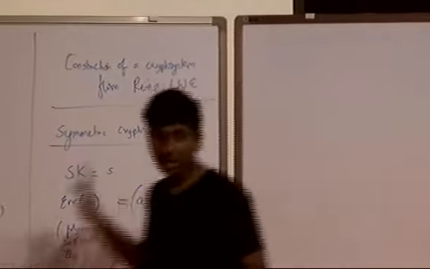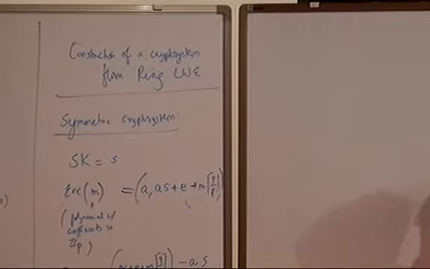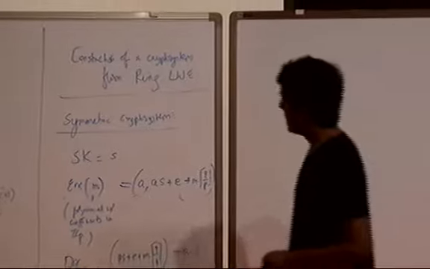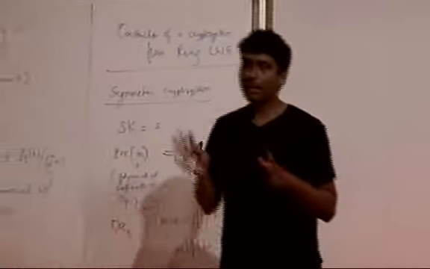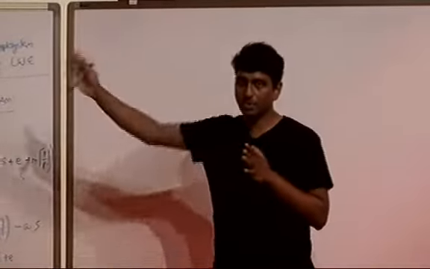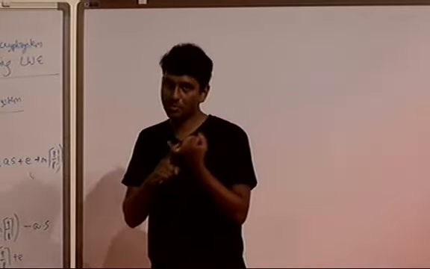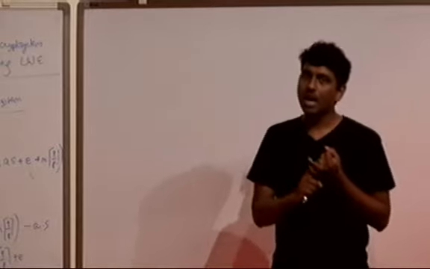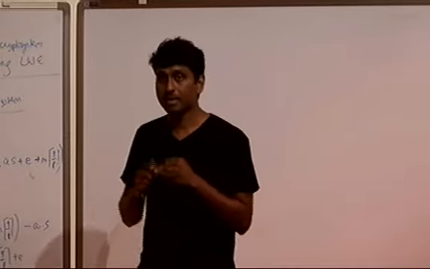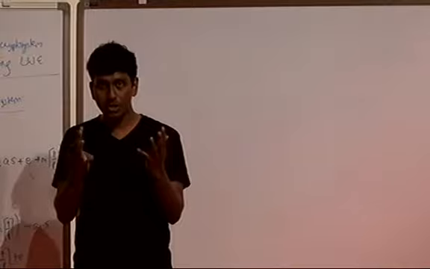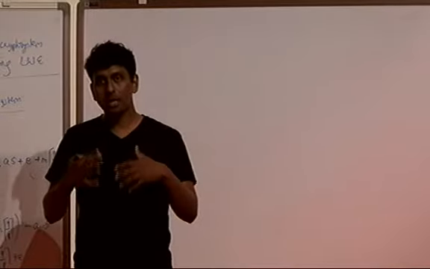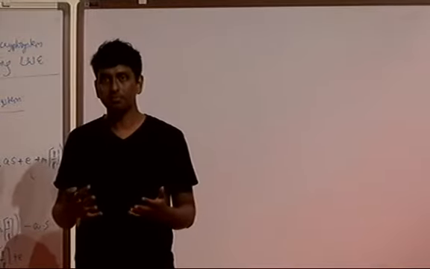Let's continue with what we were talking about before. Let's construct a public key crypto system from this ring LWE problem. The public key crypto system will be efficient, with small public keys and small ciphertext, and it will also be homomorphic, in the sense that you can take an encryption of a message and compute an encryption of any function of the message.